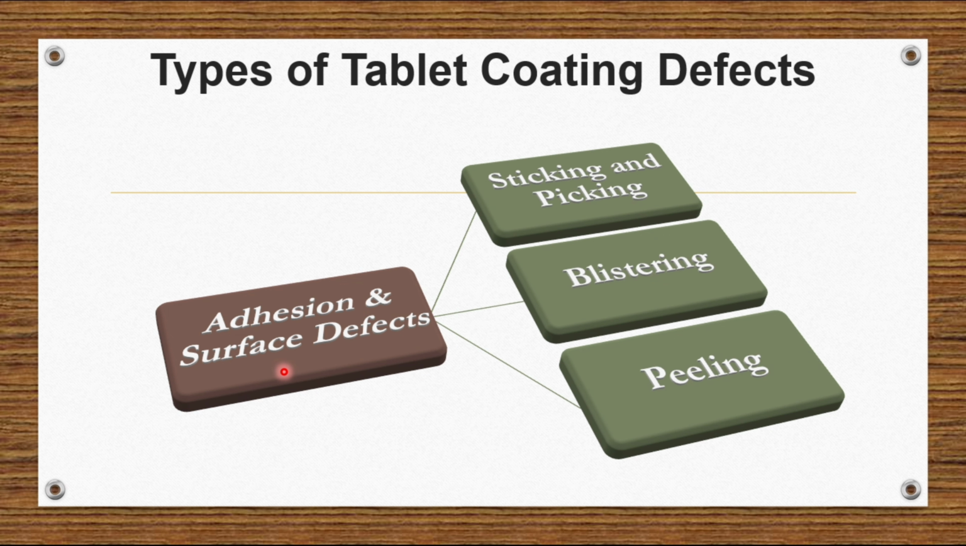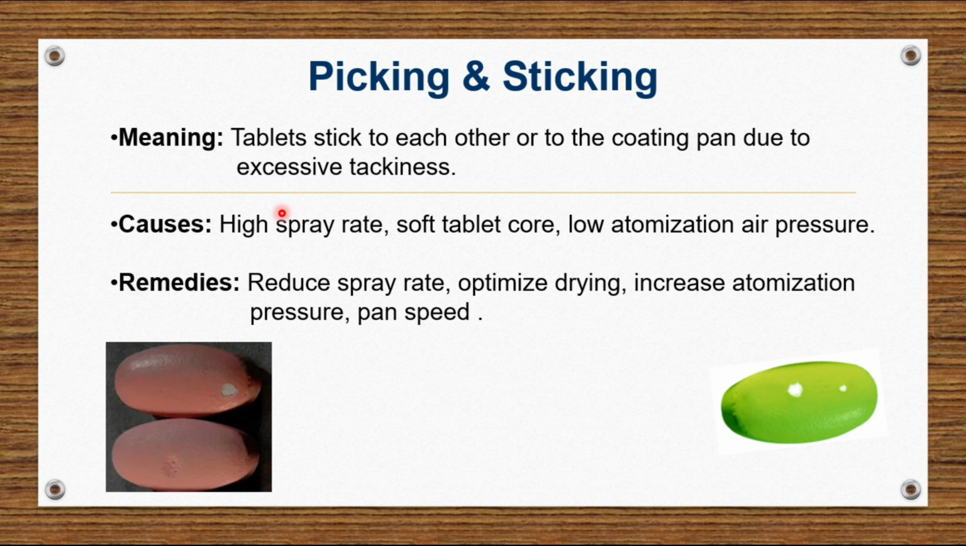What is the meaning of picking and sticking? This defect occurs on core tablets as well as coated tablets. Picking and sticking, in case of a coated tablet, means that tablets stick to each other or to the coating pan due to excessive tackiness. Cause: high spray rate, soft tablet core, low atomization air pressure. Remedies: reduce spray rate, optimize drying, increase atomization pressure and pan speed.